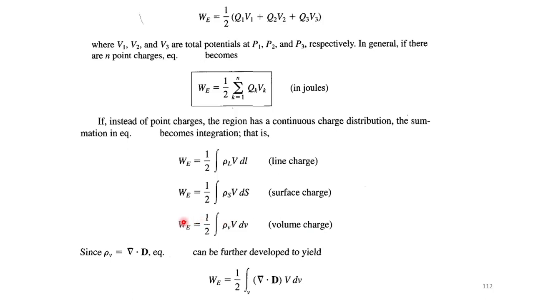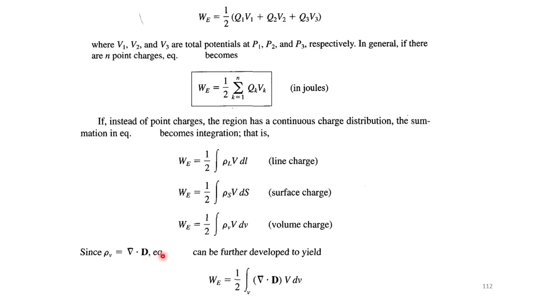So now for further analysis, we are going to consider this volume charge equation. So total work done is equal to 1 by 2 integration rho v dv into potential. Now for simplification, we arrange these terms as 1 by 2 integration rho v into potential into dv.